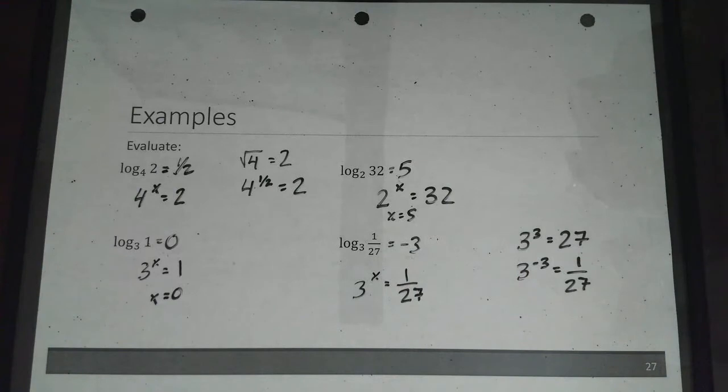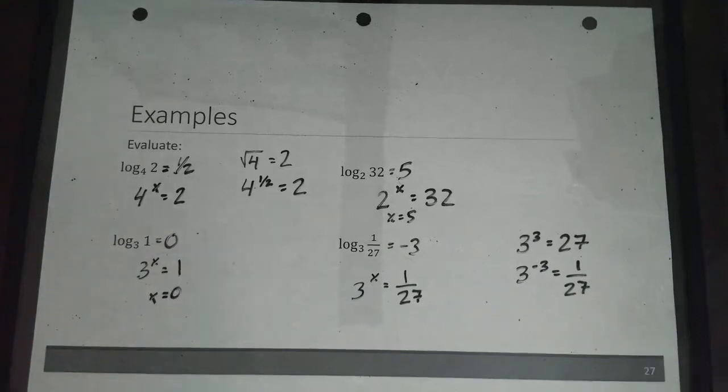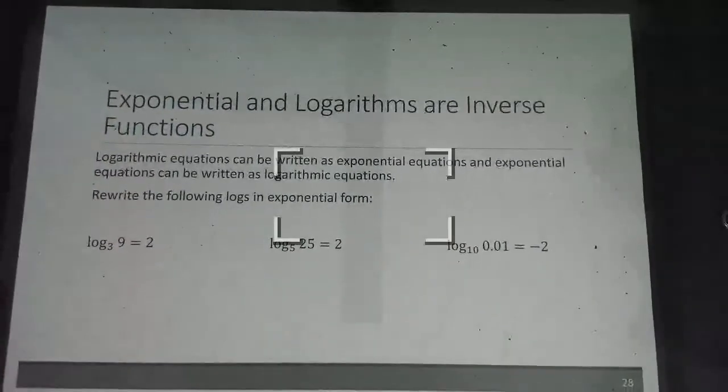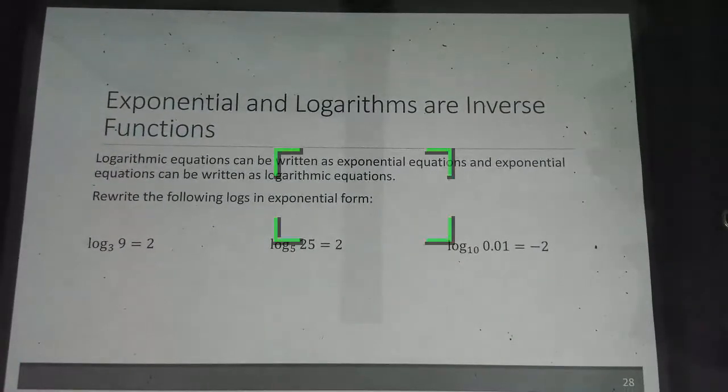We are going to practice this a lot, going back and forth between our different forms. Exponential and logarithmic functions are inverse functions. They undo each other. And that's one reason we're allowed to do this back and forth idea. Logarithmic equations can be written as exponential equations, and exponential equations can be written as logarithmic equations.